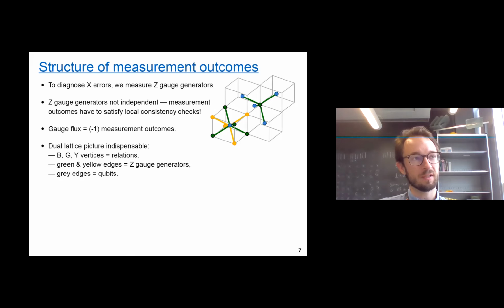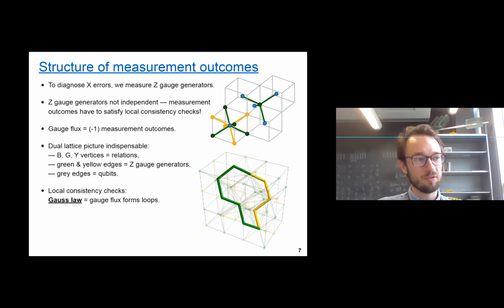So yeah, you can see this is what we're going to call the flux graph or something along those lines. And you have this structure where these blue vertices are the stabilizer generators, and these green and yellow ones are what we're calling relations. So these are points where this sort of Gauss law has to be satisfied.